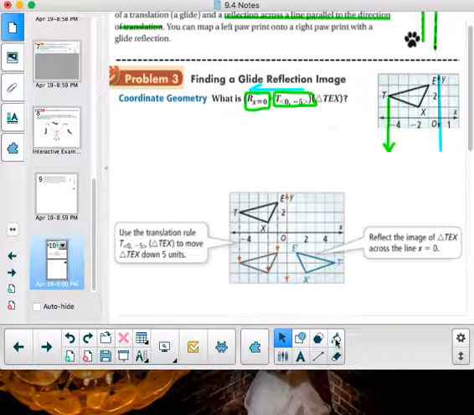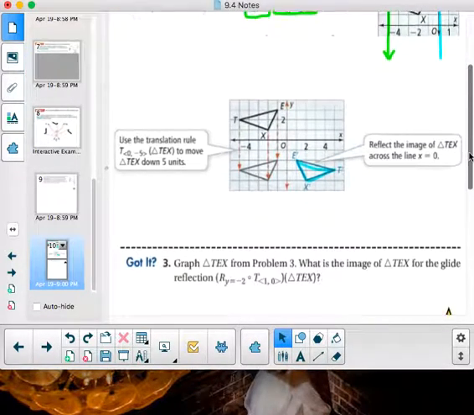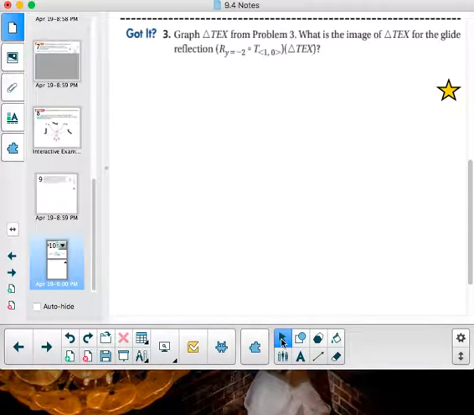And then reflecting across the line x equals 0, that would get me the ultimate final coordinates for E prime, X prime, and T prime right here, as we've discussed before, with reflecting across the line x equals 0. This is going to be the only got it question I actually have you do in your notes.